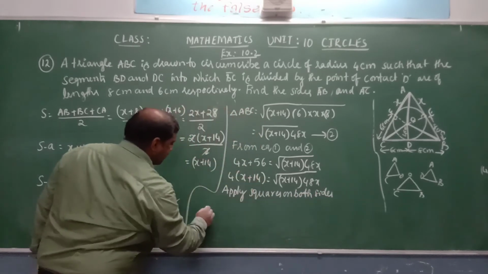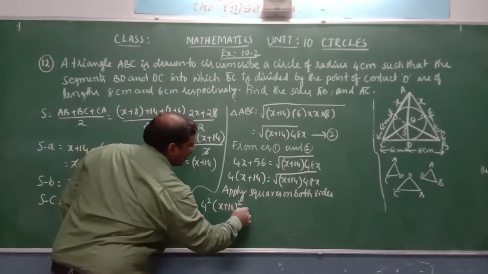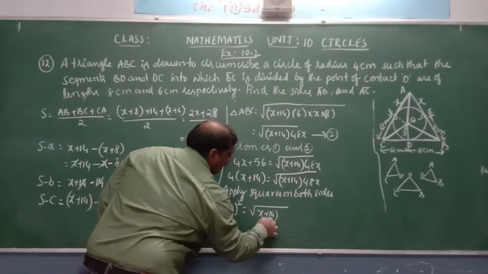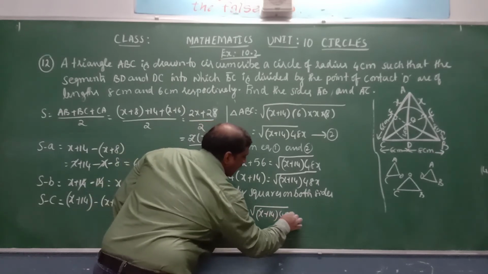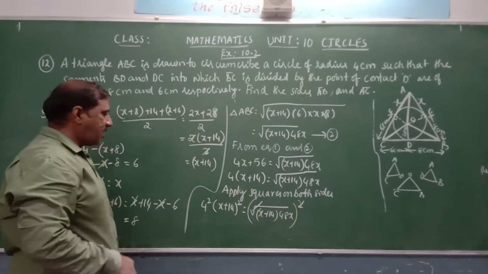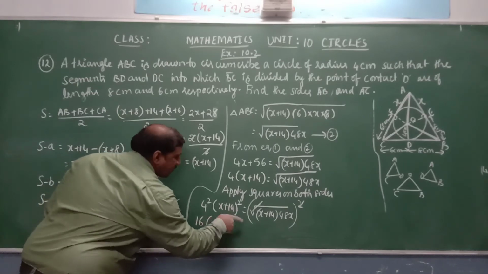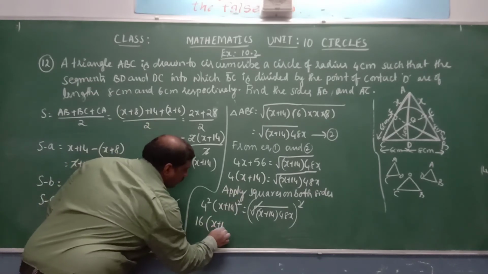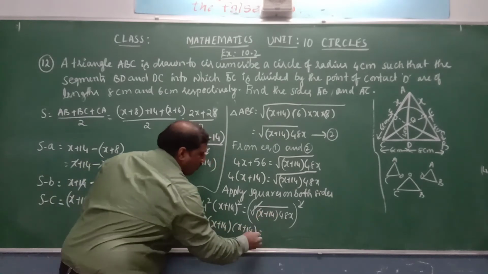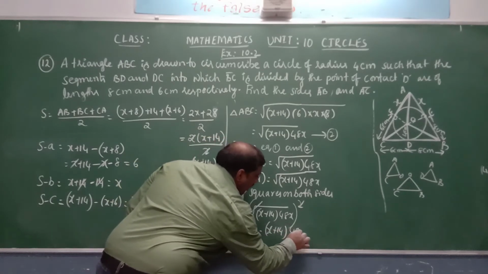Then what we get is 4 square into x plus 14 whole square, that is equal to square root of x plus 14 into 48x whole square. Square and square root are cancelled. Then we get 4 square, which is 16, into x plus 14 whole square, which is x plus 14 into x plus 14, that is equal to the right hand side, x plus 14 into 48x we got.